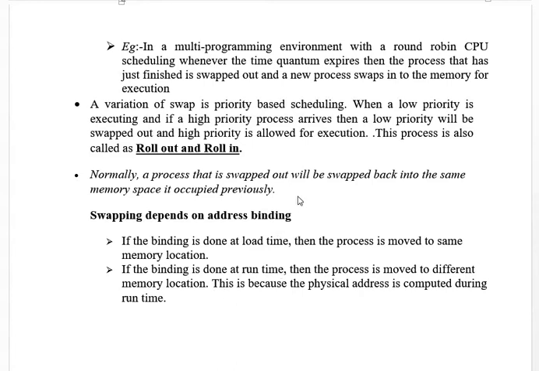If the address binding is done at the load time or the assembly time, then the process is moved to the same memory location. This happens because during the assembly time, compile time or load time, exactly where the process will be loaded in the memory space is known initially itself. So once it is swapped back in to the main memory, it will go to the same space from where it was swapped out.